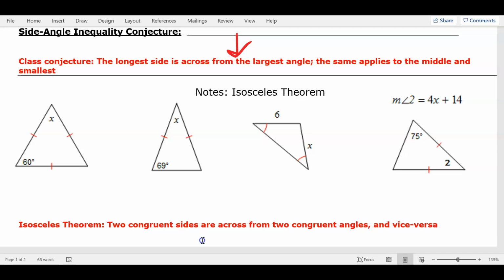All right, so let's talk about the application of that isosceles theorem. The isosceles theorem at the bottom says two congruent sides are across from two congruent angles and vice versa. Let me show you.